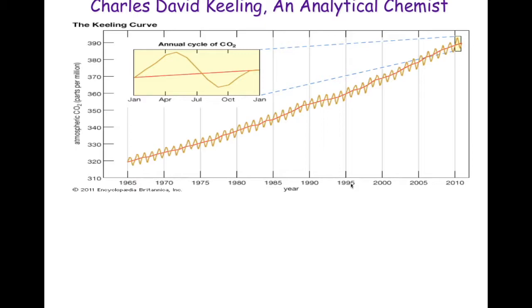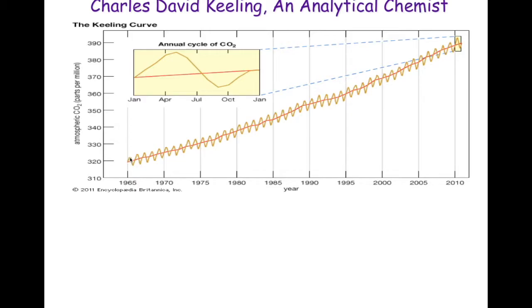Now this is what Charles Keeling measured back in 1965. He measured the amount of carbon dioxide out on the California coast. Here you can see the little fluctuations per year, and that tells you that the amount of carbon dioxide is high during, say, the spring, but it falls off towards the fall right here.